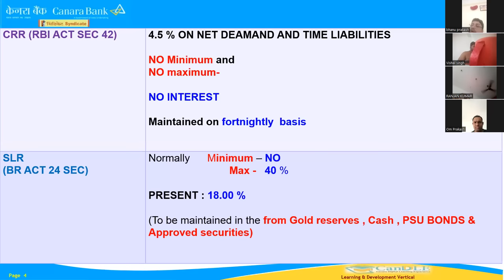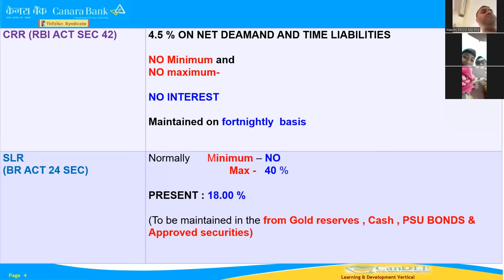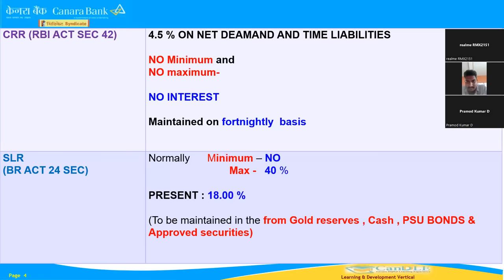Now coming to SLR. This is statutory liquidity ratio. CRR is only on deposits, right? But SLR is not only deposits: gold reserves, cash, PSU bonds and approved securities, whatever is available, on that we have to maintain 18% at present. But as per the Act, the minimum is zero, any amount they can keep, maximum 40%. As per the rule, RBI can go up to 40%, but presently RBI stayed at 18%. This is how you should understand SLR.